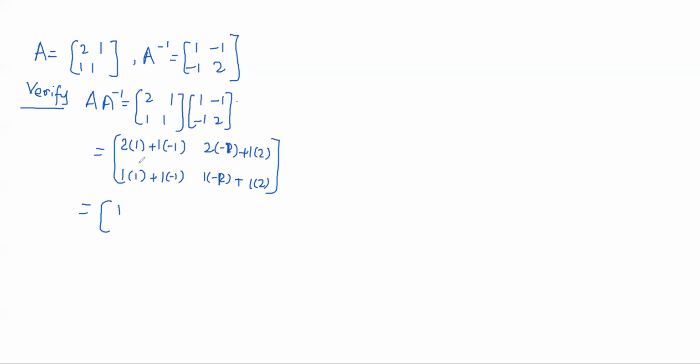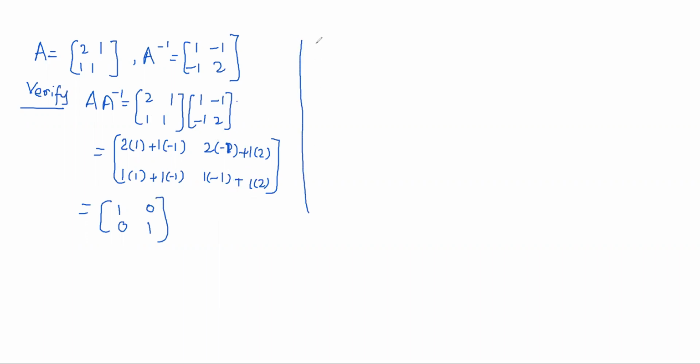So now it will be 2 minus 1 is 1, so it will be minus 2 plus 2 is 0, and then it will be 1 minus 1 is 0, and then minus 2 plus 2. Check it again, okay, 1 into minus 1 is minus 1, so it will be minus 1. So minus 1 plus 2 is 1. So 1, 0, 0, 1.